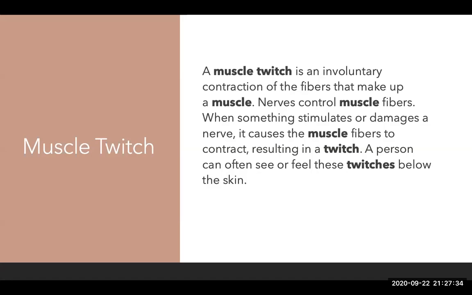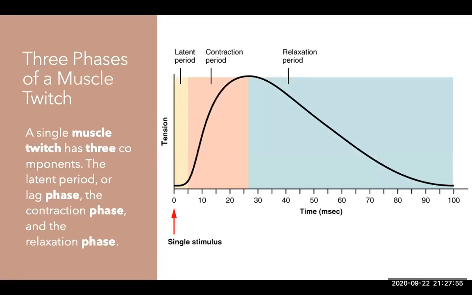A muscle twitch, again, is an involuntary contraction of the fibers that make up a muscle. Nerves control muscle fibers, and when something stimulates or damages a nerve, it causes the muscle fibers to contract, resulting in this twitch. When we're not in lab, you could actually see a twitch. Most likely, you can often see it below your skin as your muscle contracts. These are 3 phases of a muscle twitch: the latent period, the contraction period, and the relaxation period. And again, the single muscle twitch has 3 components. The latent period is the lag phase, the contraction period, and the relaxation phase.